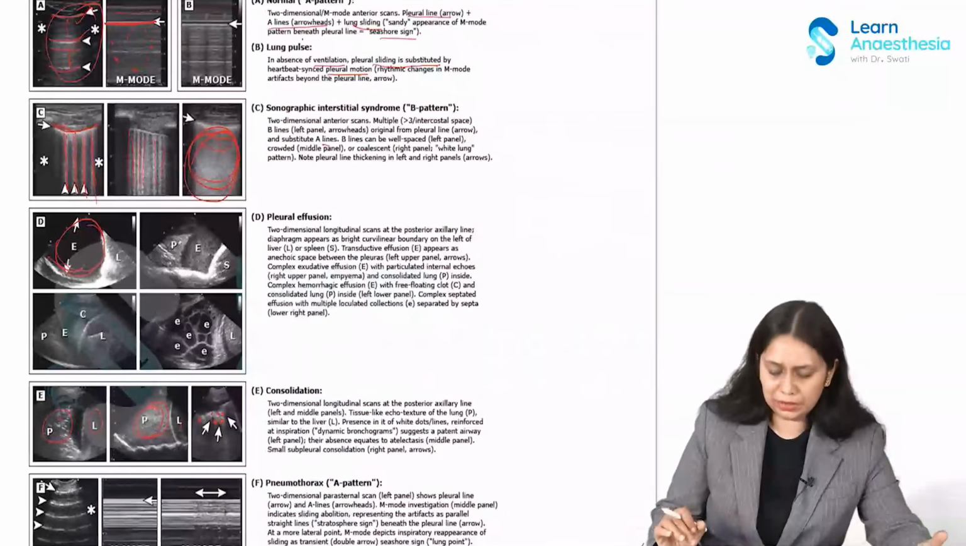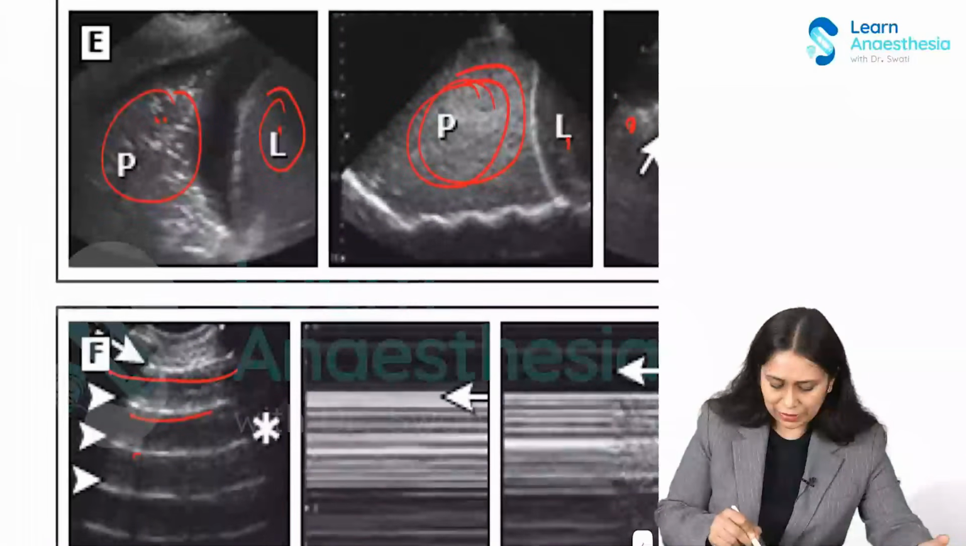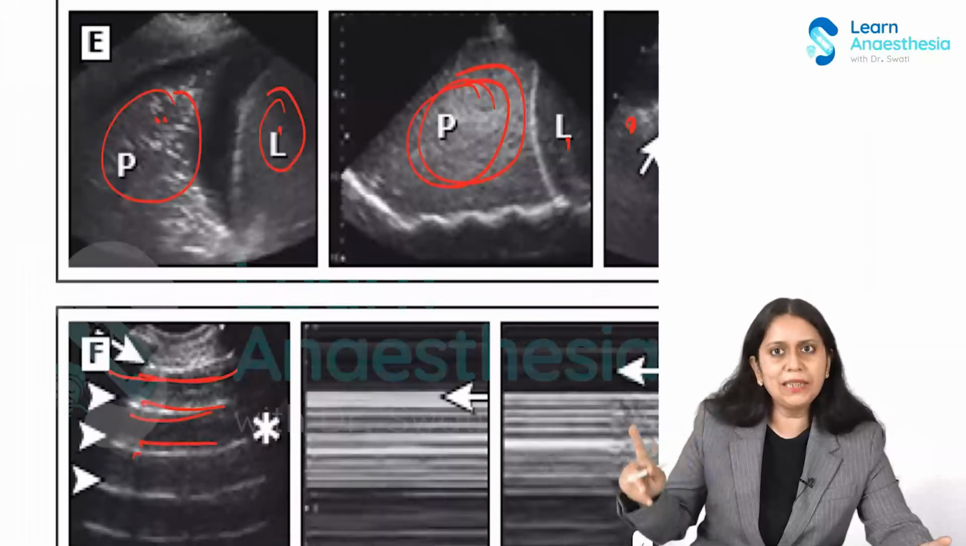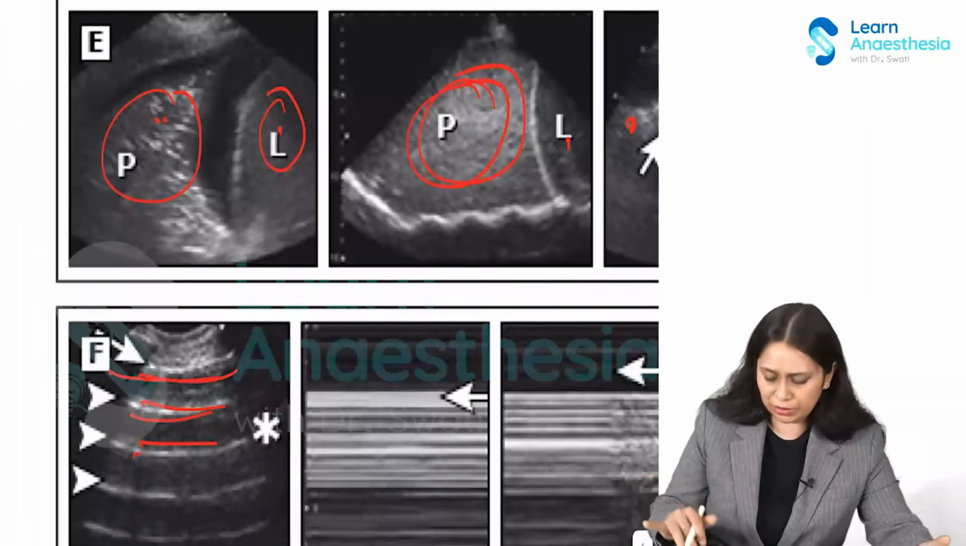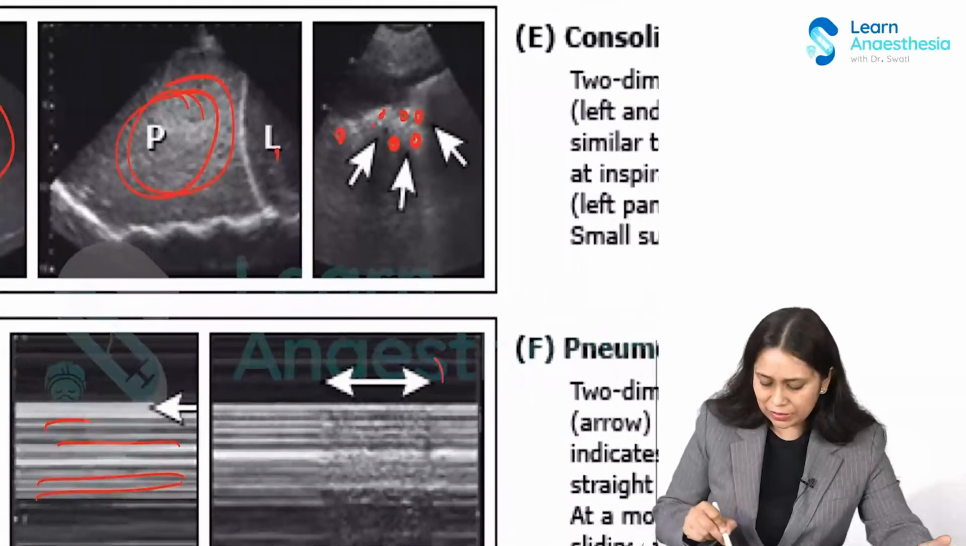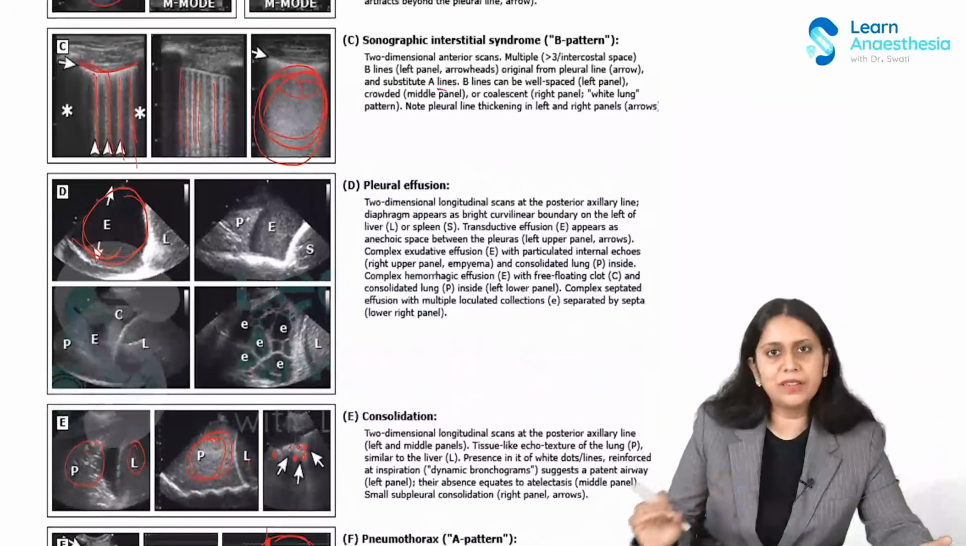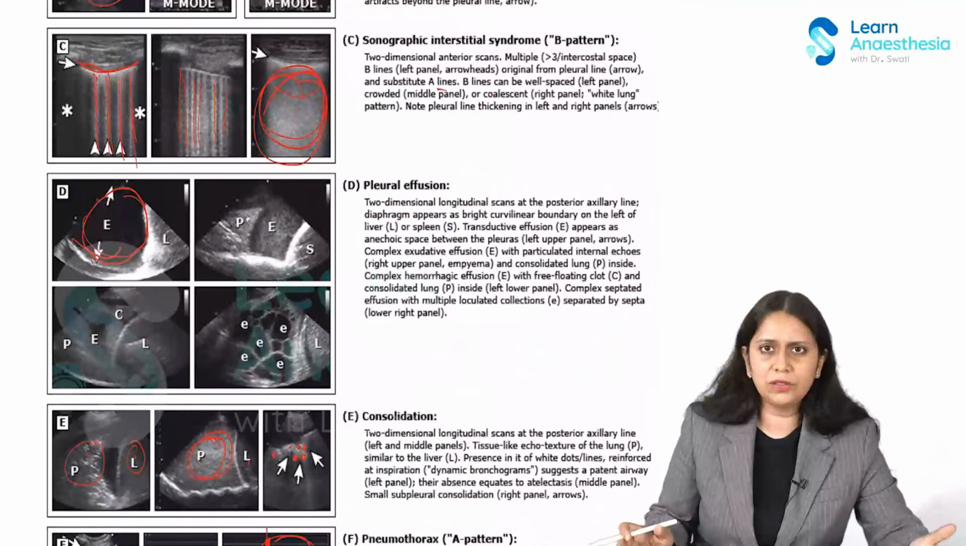Then in pneumothorax, what will we get? We will get the A-line pattern in pneumothorax. You can see we get the A-line pattern. If a B line is there, it is not pneumothorax, and we will get this barcode-like appearance. If you see this, this is the lung point, right? Here it's a barcode-like appearance, and here we get a seashore sign. So this is called the lung point. Okay, lung point. This is very, very diagnostic of pneumothorax.